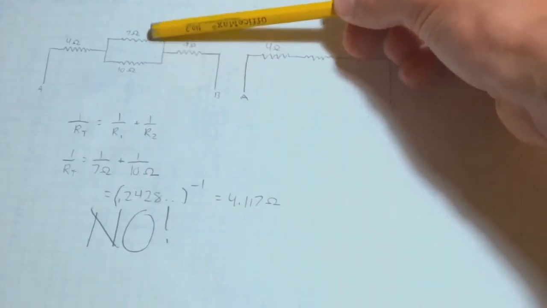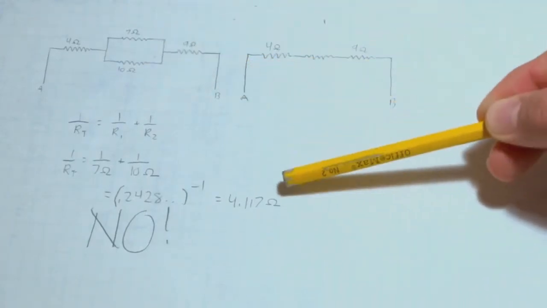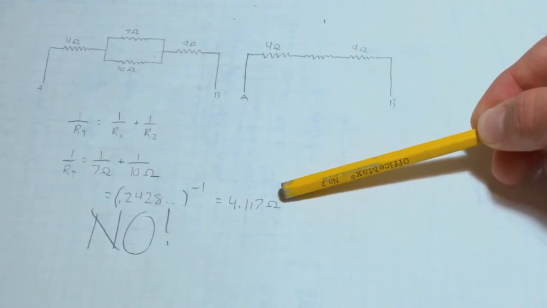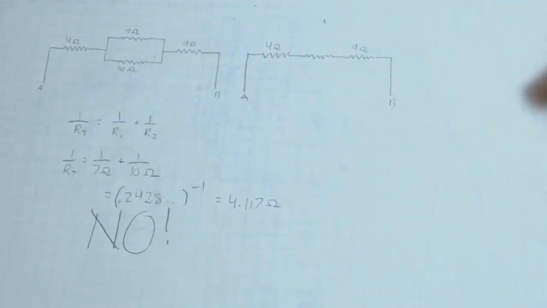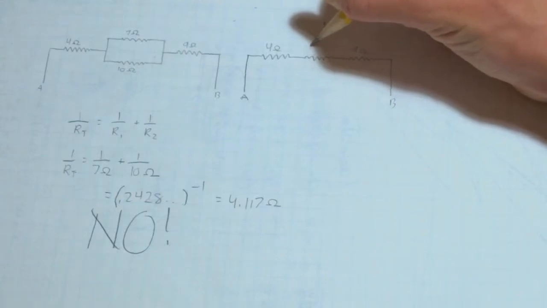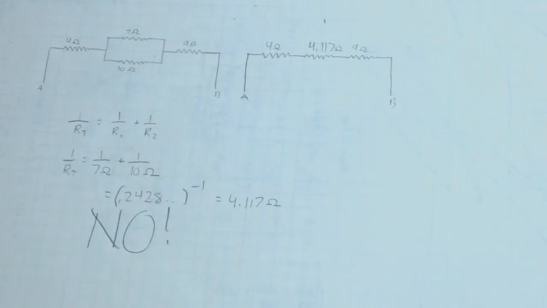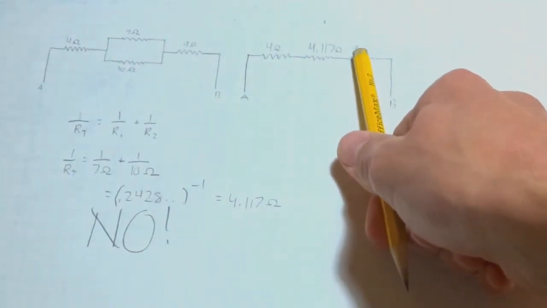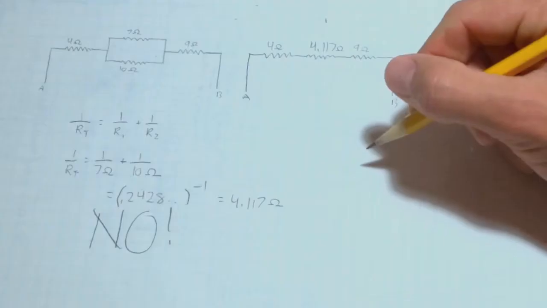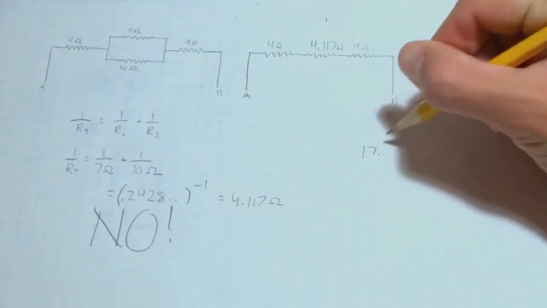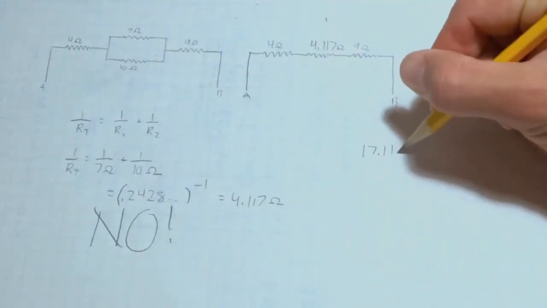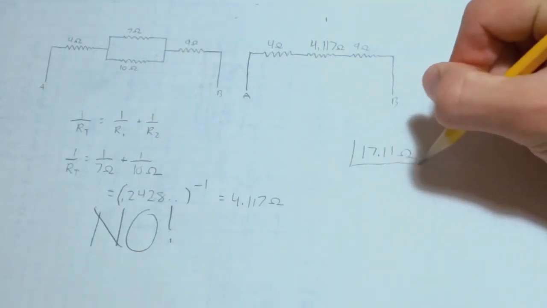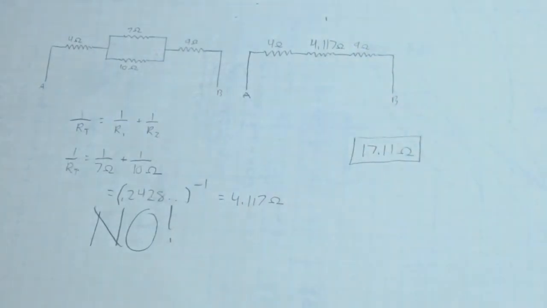So I've redrawn the circuit, and now it's a series circuit. You see, we were able to combine those two resistors and get a total resistance of 4.117 ohms, and we can make that into a series resistor. So now that is in series with the 4 ohm and the 9 ohm resistor. Now all we have to do is add up those three. Your answer will then be 17.11 ohms. And that is the total resistance, or the equivalent resistance. And that is part A of this problem.